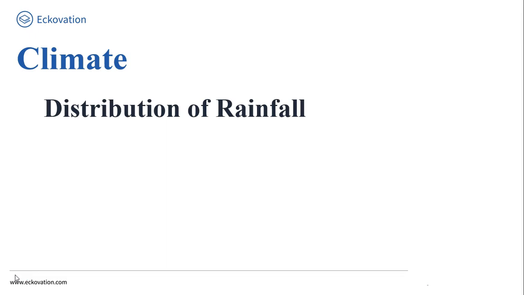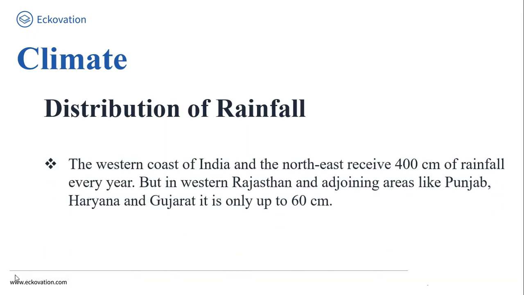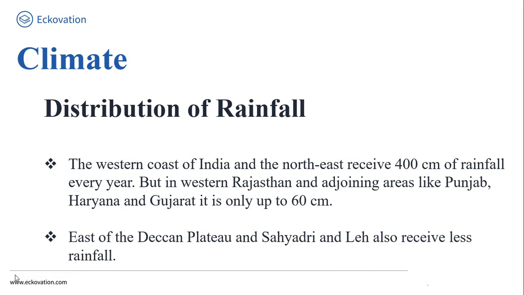Friends, now we will discuss the distribution of rainfall. Friends, when we talk about rainfall, in India the western coast and northeastern India see rainfall up to 400 centimetres, whereas it is less than 60 centimetres in western Rajasthan and its neighbouring states such as Gujarat, Haryana and Punjab. My dear friends, the east of the Deccan Plateau, the Sahyadri and Leh also receive less rainfall compared to other parts of India, whereas the rest of the country receives moderate rainfall.